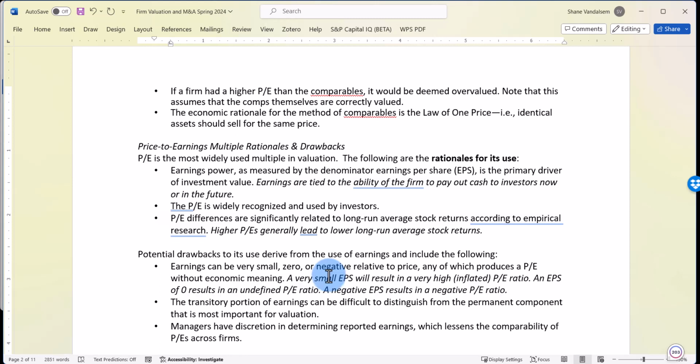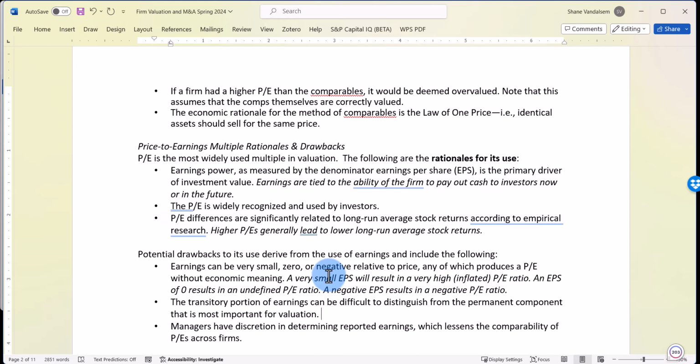The second potential drawback is the transitory portion of earnings can be difficult to distinguish from the permanent component that is most important for valuation. And what this means is that some earnings for firms are non-recurring. So if a company sells off a portion of its business, they can't resell that off. If a firm wins a lawsuit, that's a one-time thing, that's going to be non-recurring. Or if they lose a lawsuit, that's hopefully non-recurring. And so adjusting for non-recurring items is important when calculating price to earnings ratios.